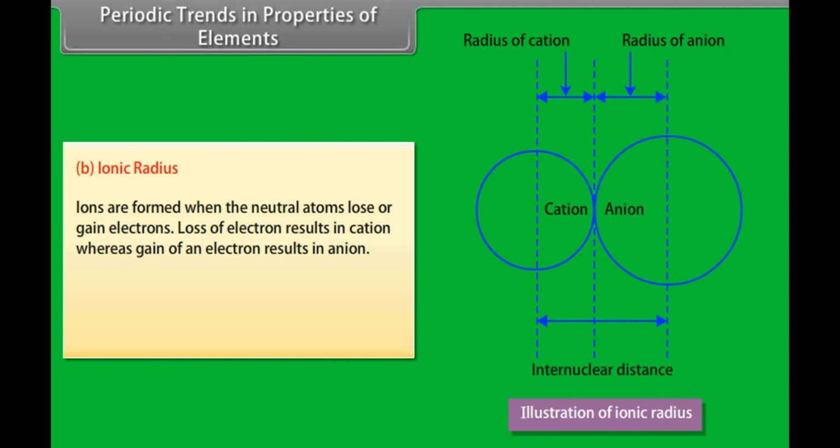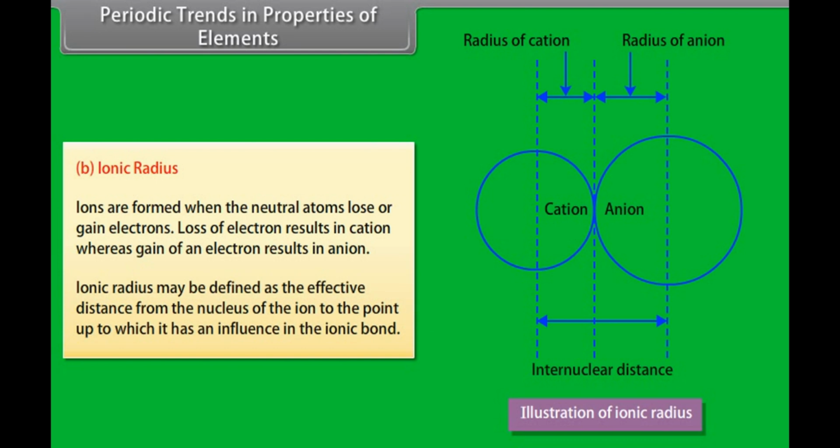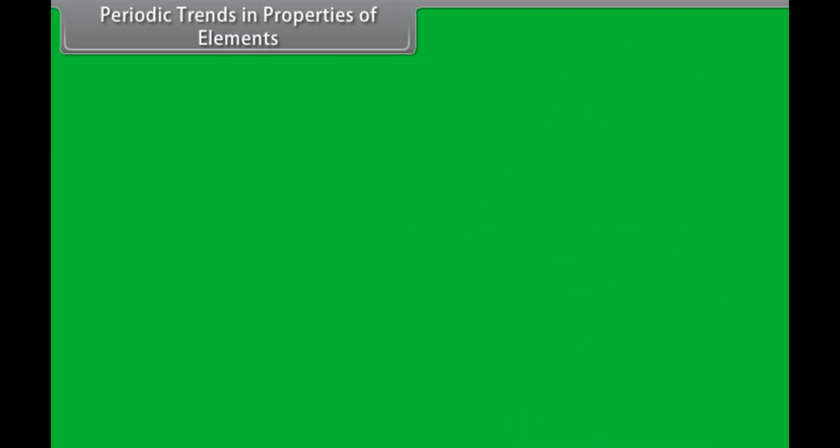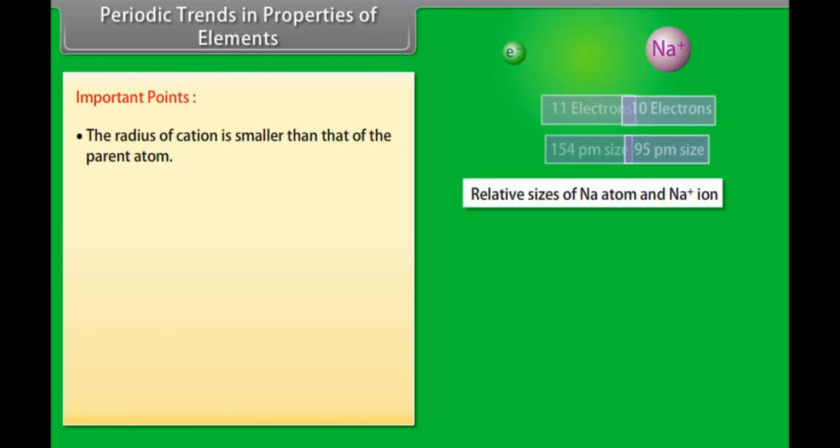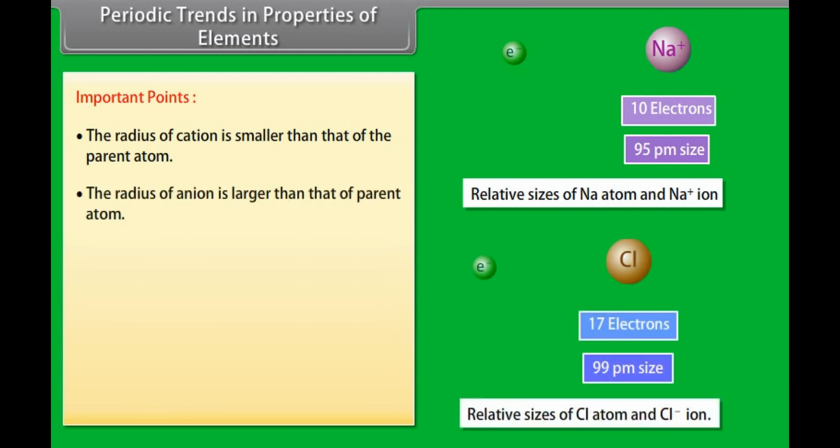Loss of electron results in a cation, whereas gain of an electron results in an anion. Ionic radius may be defined as the effective distance from the nucleus of the ion to the point up to which it has an influence in the ionic bond. Important points. The radius of a cation is smaller than that of the parent atom. The radius of an anion is larger than that of the parent atom.